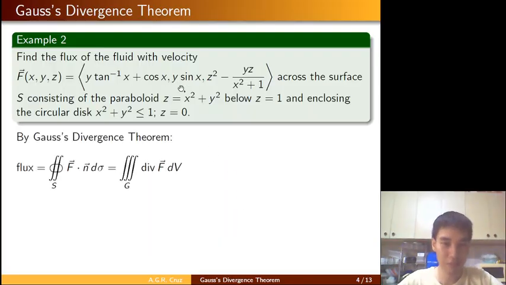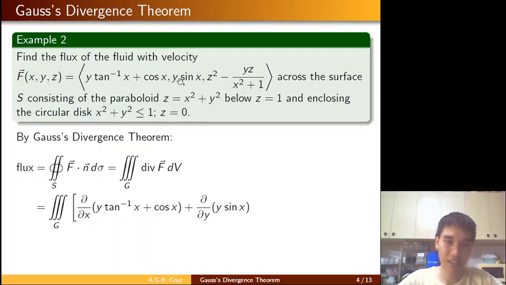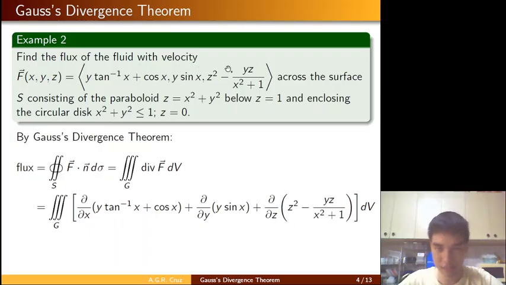And when you now compute for the divergence, what should you get? You should get the partial of this with respect to x, plus the partial of this with respect to y, plus the partial of this with respect to z. Let's compute all of those partial derivatives.